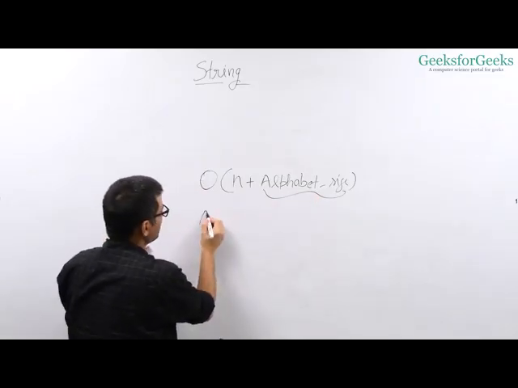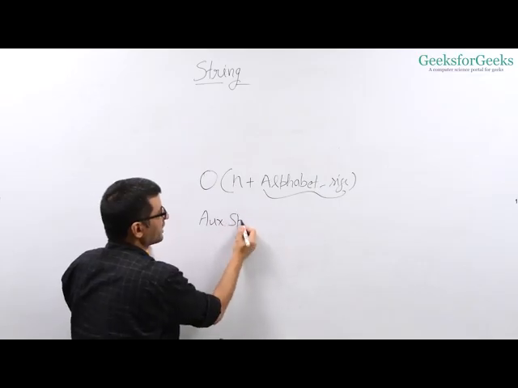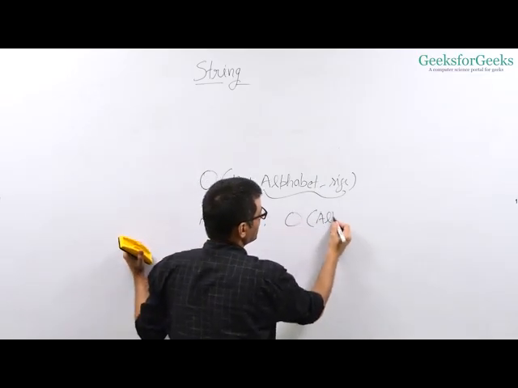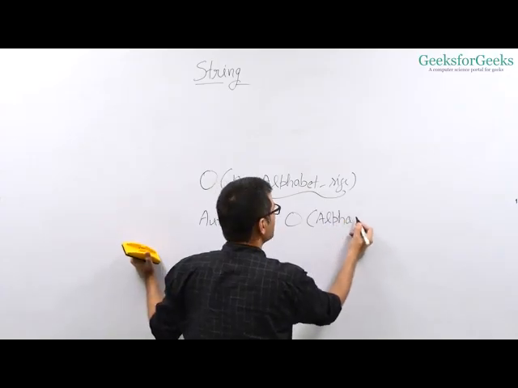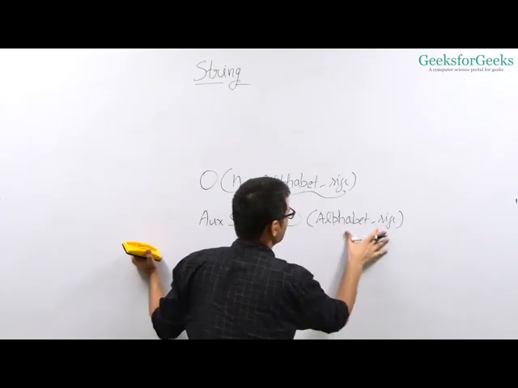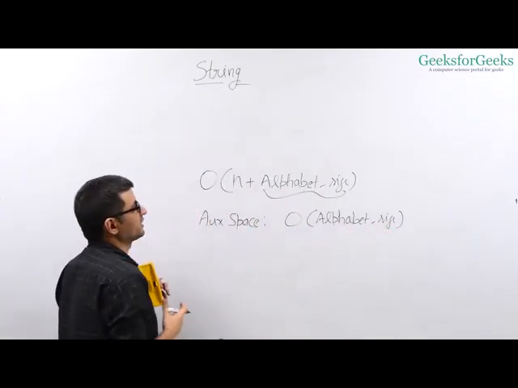And auxiliary space required by the previous program can be written as big O of alphabet size. And we can also write it as big O of 1, because alphabet size is constant. If we consider this as a constant value, 256 value.